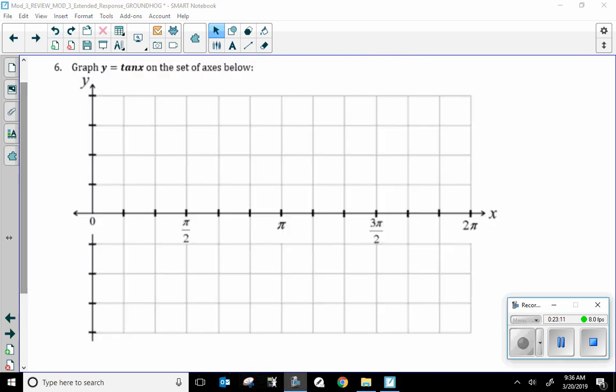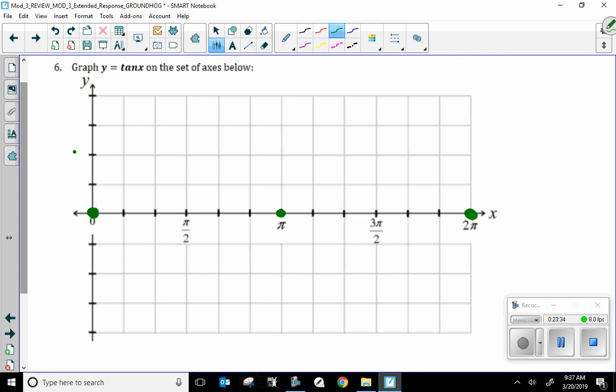All right. Let us do a review of tangent for number 6. Okay, we're going to graph tangent on the set of axis below here. Tangent starts at 0. It's just like sine. It starts at 0. It ends at 0. And the middle is 0. Let's call 1 right here and negative 1 right here, which it shouldn't matter. But I know, unlike sine, I don't have high and low points in between. That's where I have my asymptotes. Okay, these are lines that the graph is never going to touch.